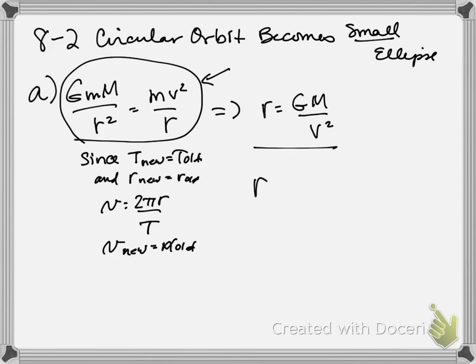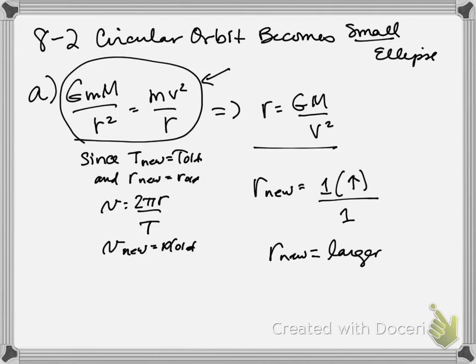So what's our r new? Okay, again, we're going to do our sort of qualitative factor of change method. Big G stays the same. The mass is increasing, and the velocity is staying the same. So the new radius is larger than the old radius.